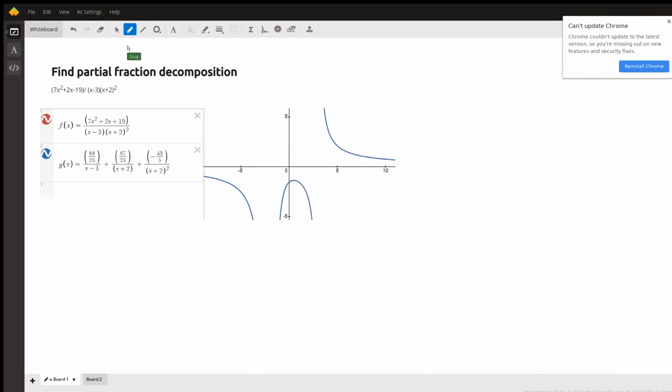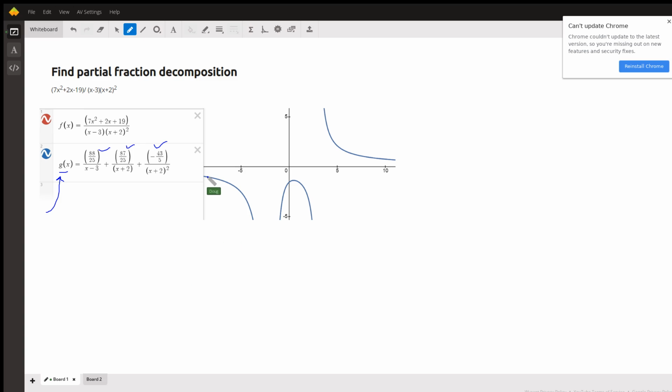Okay, here on Desmos, I've kind of proved that this is the answer. I graphed this original fraction as a rational function, which gave us this curve over here. And then I also graphed this version of the function, which is the partial fraction decomposition of the original fraction. Question is, where did I get these values up here?